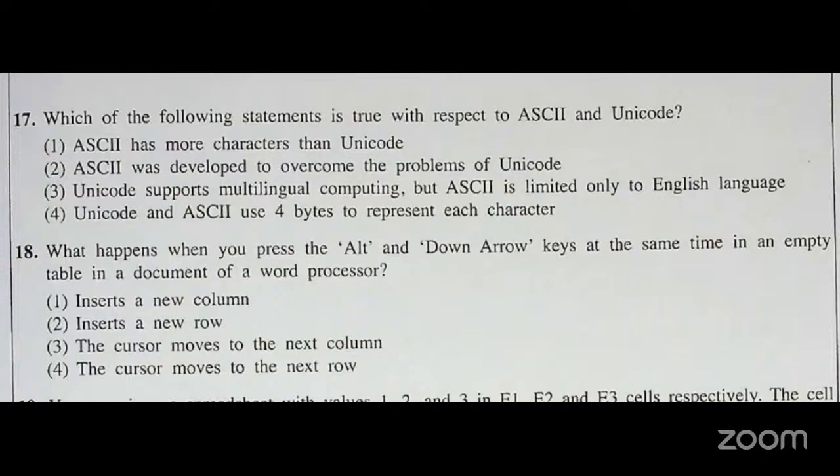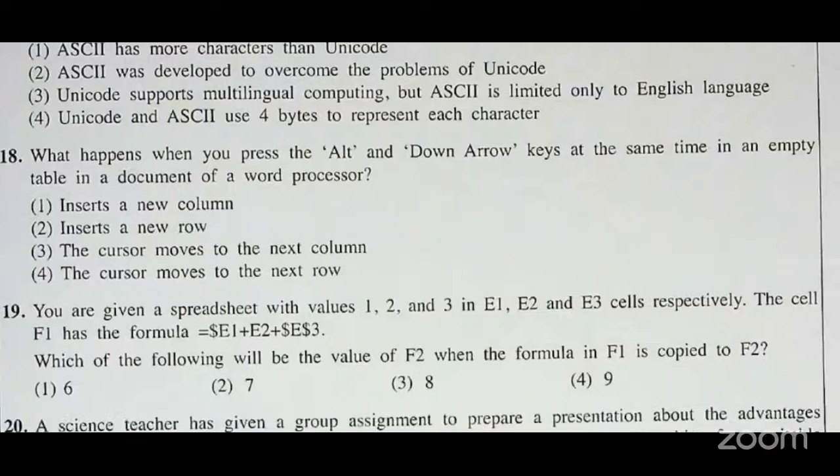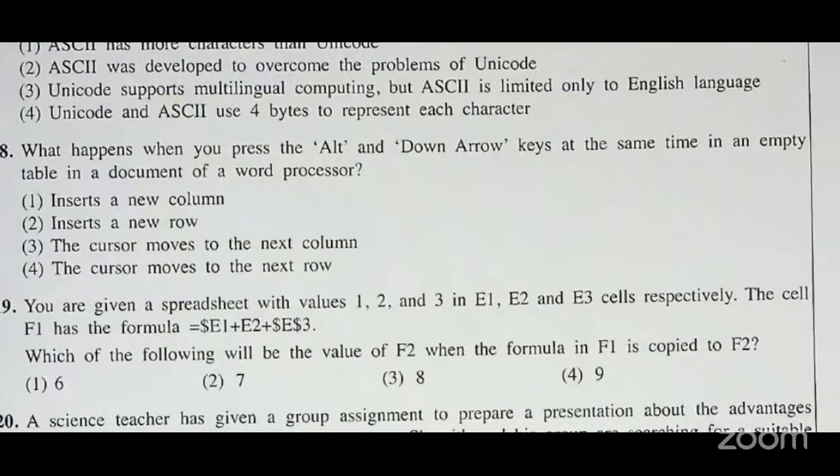What happens when you press ALT and down arrow keys at the same time in an empty table in a document or word processor, kids? At the same time in an empty table, what happens? Obviously, kids, the cursor moves to the next column.